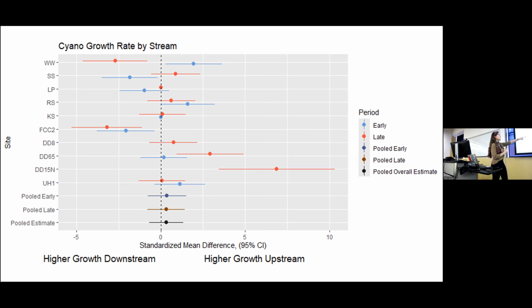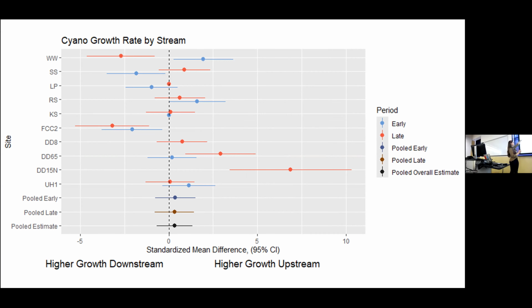And these darker colors down here are the pooled estimates. So we averaged the effect size for season and then overall. So there's no trend in any of the pooled estimates. However, there are wetland-specific differences in cyanobacterial growth rate.